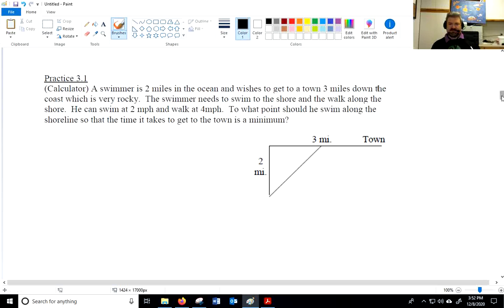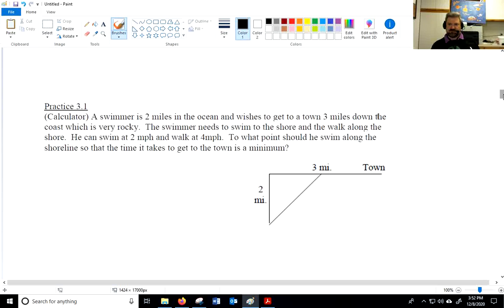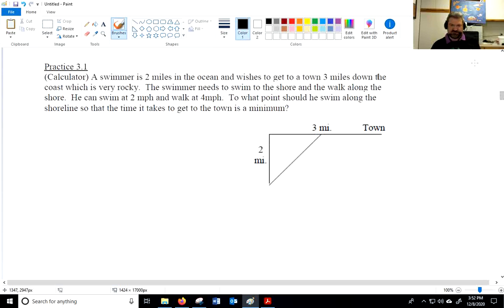A swimmer is 2 miles in the ocean and wishes to get to a town 3 miles down the coast, which is very rocky. The swimmer needs to swim to the shore and then walk along shore. He can swim at 2 miles per hour and walk at 4 miles per hour. To what point should he swim along the shoreline so that the time it takes to get to the town is a minimum? So this here, we're going to let that be x. So this will be 3 minus x. And so this will be the square root of 4 plus x squared.